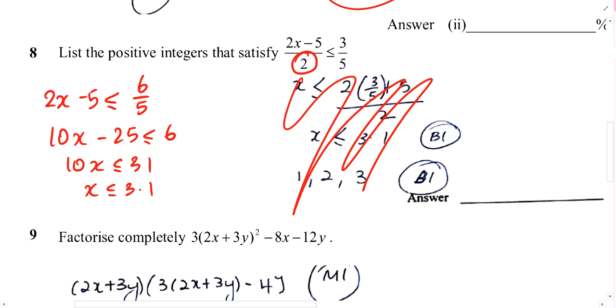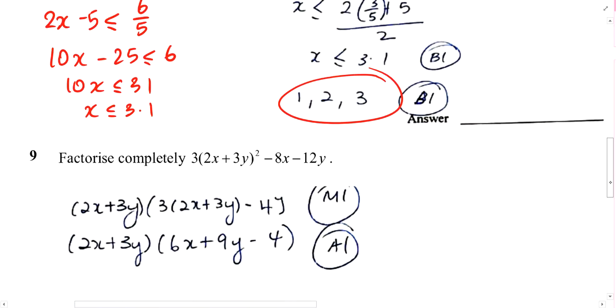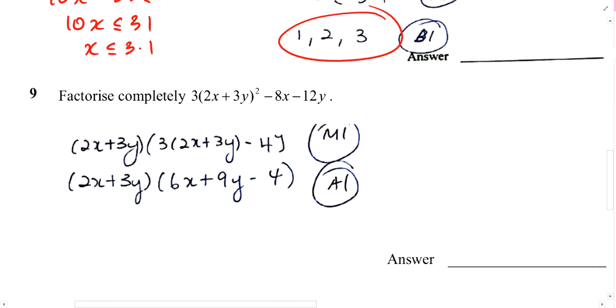Now I want all the positive integers. Positive integers are 1, 2, 3, 4, 5, and so on. So which one satisfies less than or equal to 3.1? So one answer will be 1, 2, 3. Okay, question 9. This is the answer. Anybody needs me to go through?